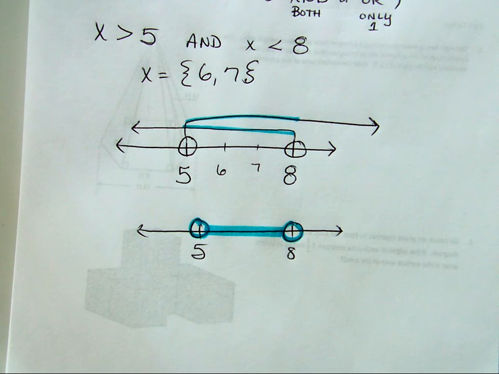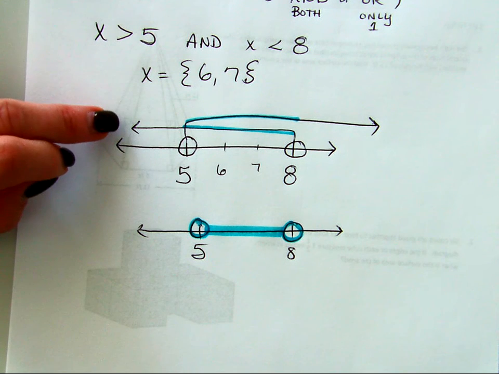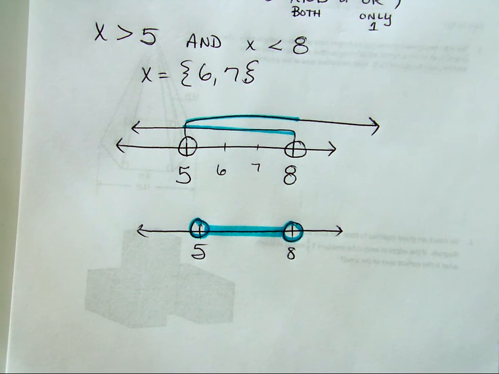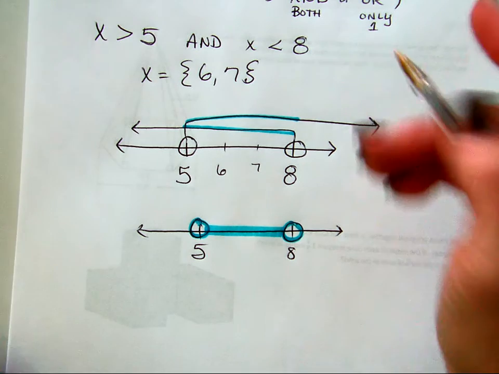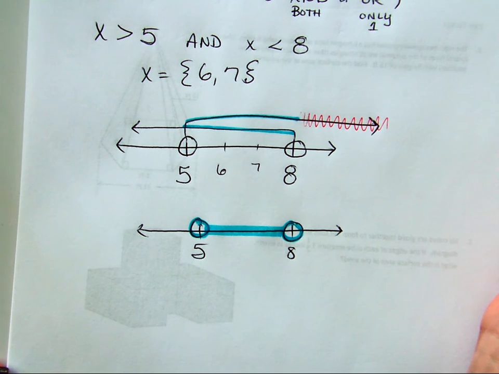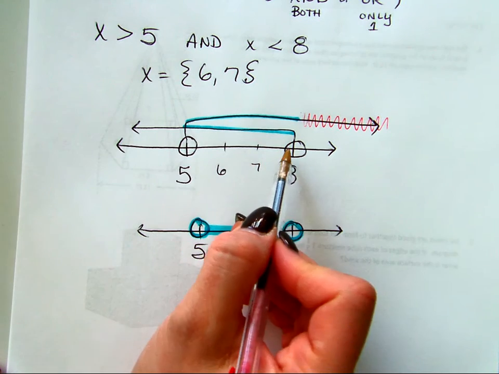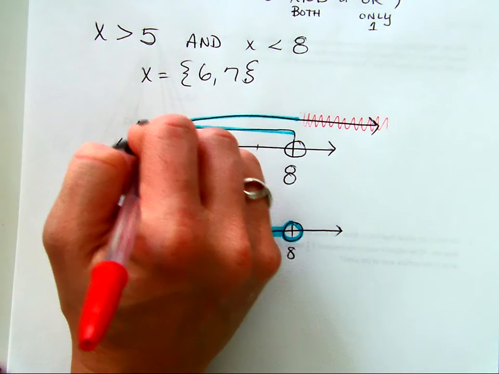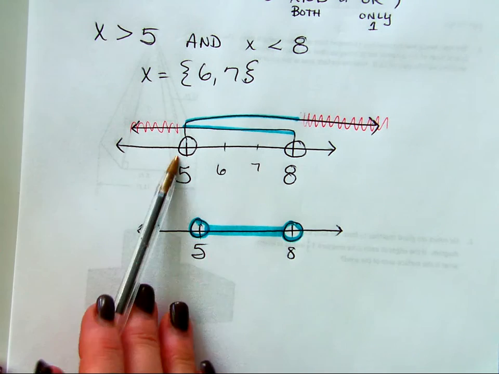Okay, do you see the difference? This one includes both of them graphed separately, so it includes all the numbers that are greater than 5 but are greater than 8, which I don't want. And it also includes all the numbers that are less than 8, but they're also less than 5, which I don't want. I want them greater than 5.